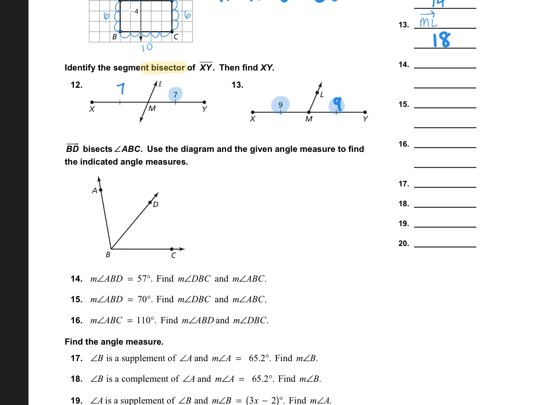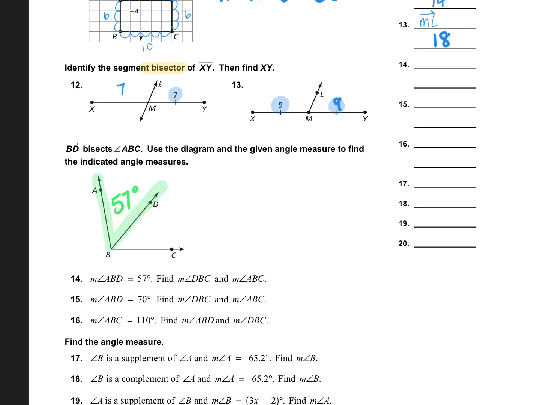All right, 14, 15, 16, it says, ray BD bisects angle ABC. Use the diagram and the given angle measure to find the indicated angle measurements. So looking at number 14, the measurement of angle ABD. So ABD is 57 degrees.